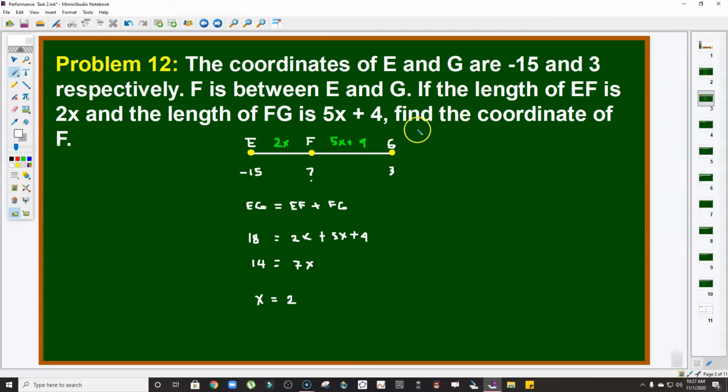But we are after the coordinate of F. So, if x is 2, then 2 times 2 will become 4. Meaning, the distance from E to F is 4 units. From there, we can answer the question: what is the coordinate of F? If F is 4 units to the right of negative 15, the coordinate of F is negative 11. So, the coordinate of F is negative 11. So, that's it.